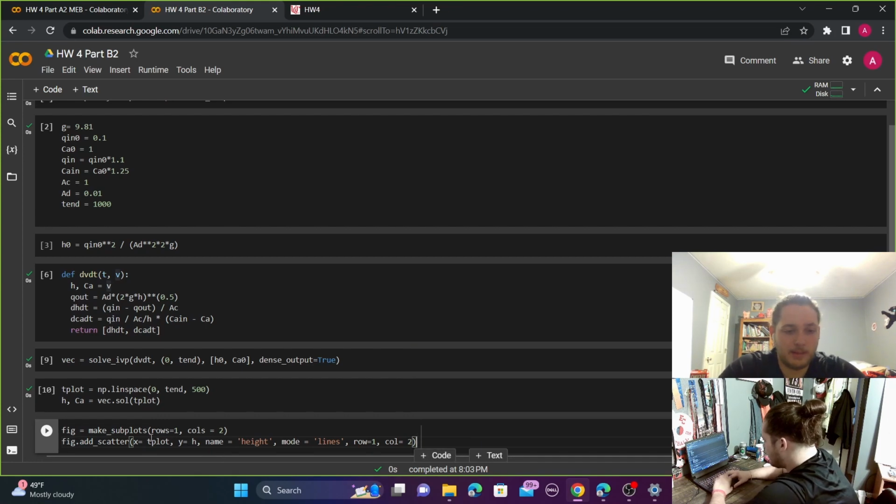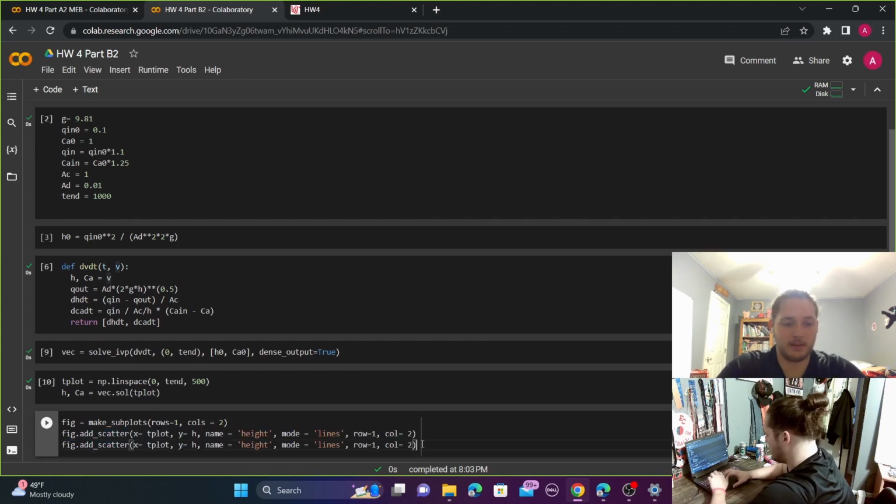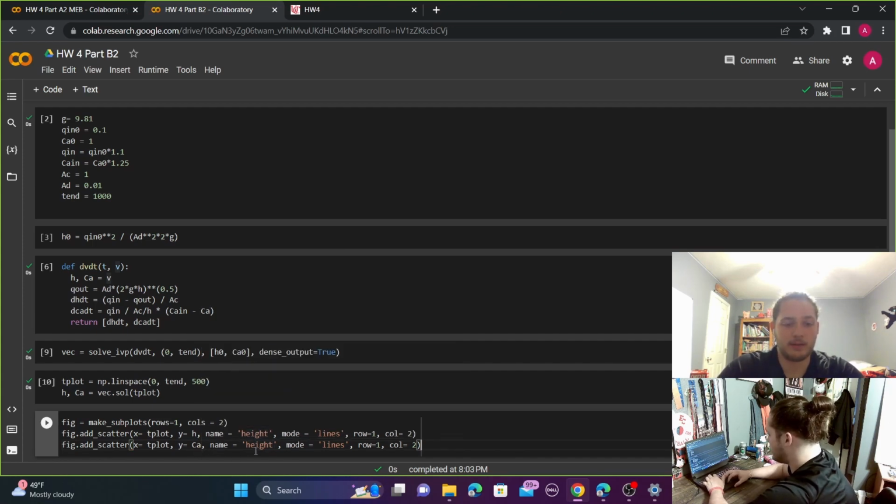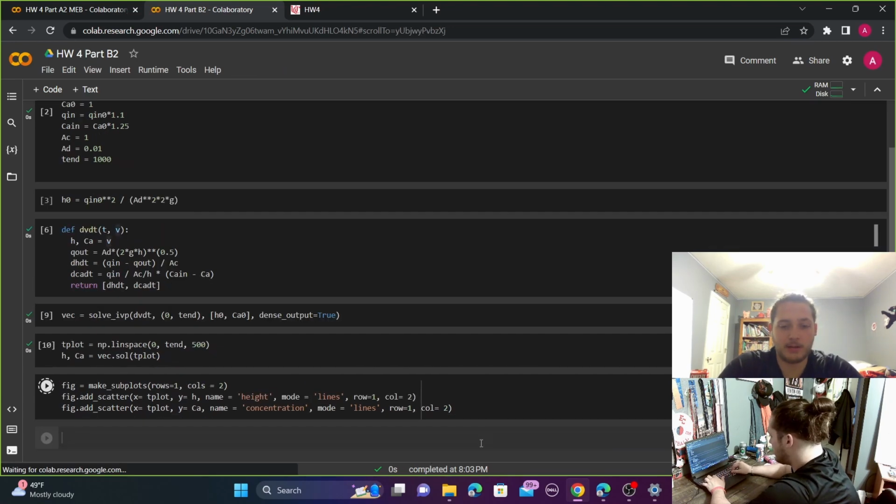So after we get that, we can go ahead and copy this line, and now we need to make one for our concentration. So we are changing our Y to CA. We're changing the name to concentration. And then after we get that changed, we can go ahead and run this and create our plot. Shift enter.